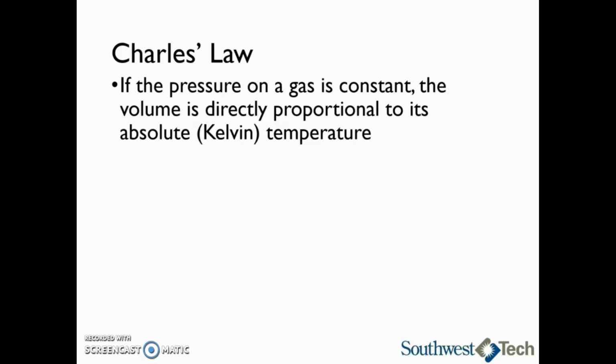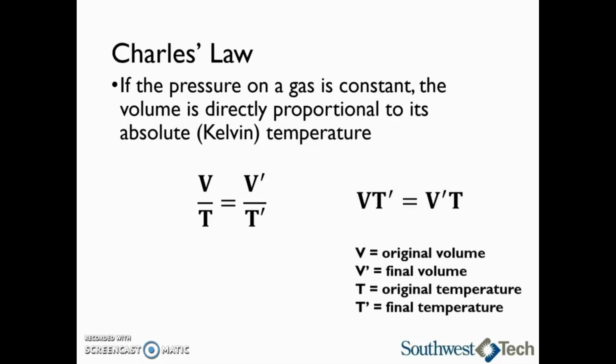As a proportion, since volume and absolute temperature are directly proportional, this means that V divided by T equals V prime divided by T prime, where V is the original volume, V prime is the final volume, T is the original temperature, and T prime is the final temperature. Another way you can think of this is that V times T prime equals V prime times T. Remember, the primes indicate the final values, not the original values.